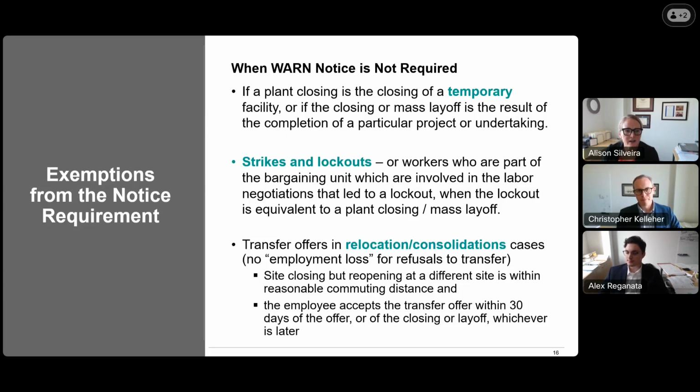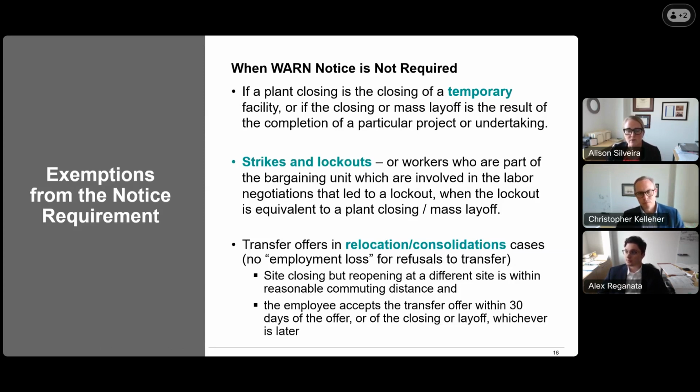As far as the exemptions, so where notice is not required at all, there are 3 scenarios, Chris touched on them, where you are not required to send notice. First is the closing of a temporary facility or because of a project having been completed. In those circumstances, notice is not required so long as the impacted employees were hired with the understanding that their employment was limited to the duration of the facility, the project, or the undertaking.